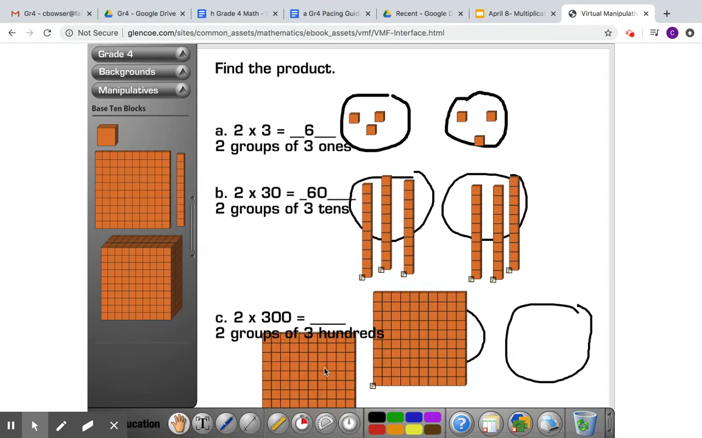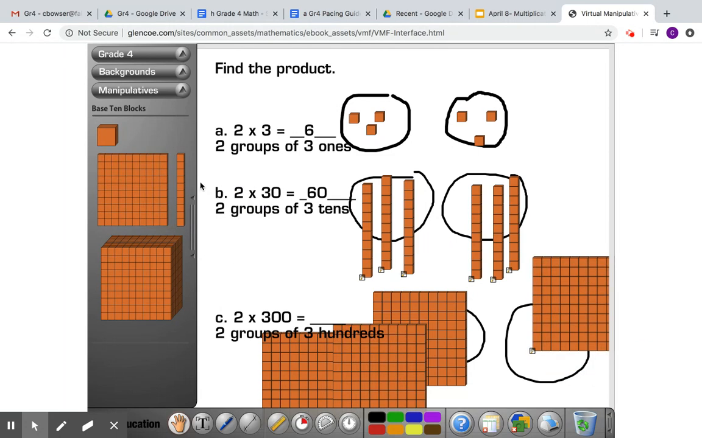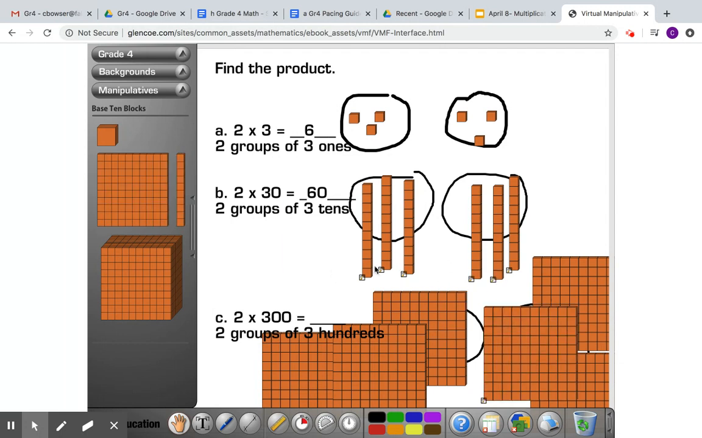1, 2, 3. They don't really fit, as you can see. 1, 2, 3. So I have 1, 2, 3, 4, 5, 6 hundreds, or 100, 200, 300, 400, 500, 600. So my final answer is 600 because I have 2 groups and each group has 300s inside of it.